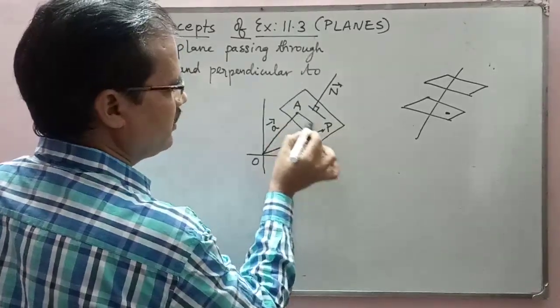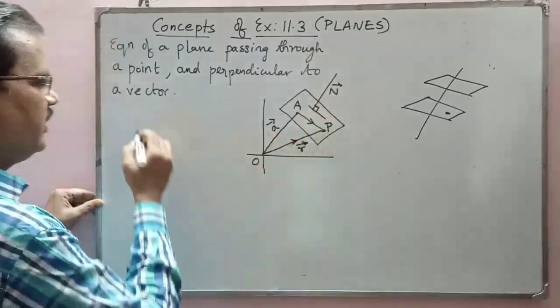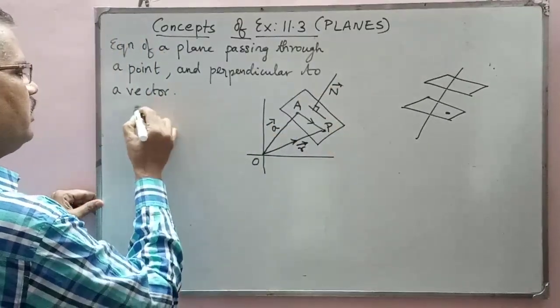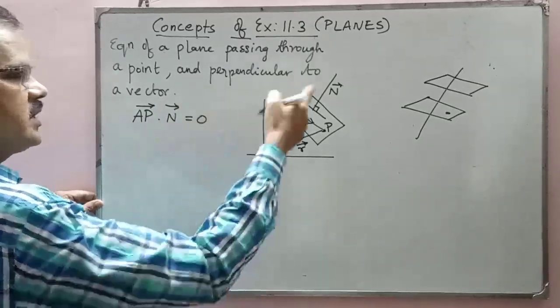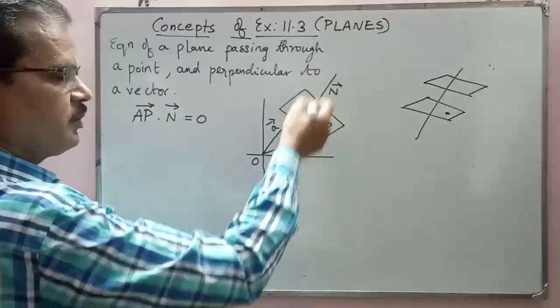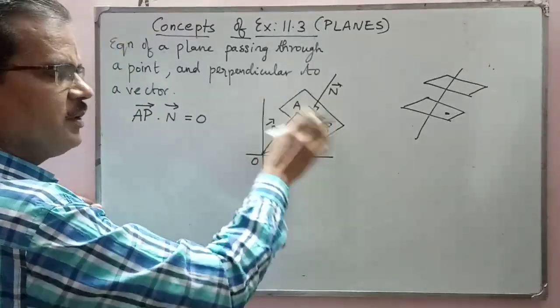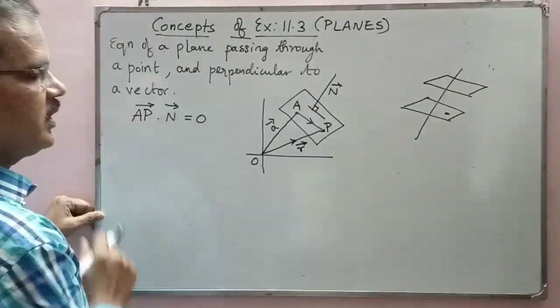Now let us join AP. From the diagram it is very clear that AP vector dot n vector equals 0 because they are perpendicular. The plane is perpendicular, so every line on the plane will be perpendicular to n vector. Okay, AP vector dot n vector equals 0.